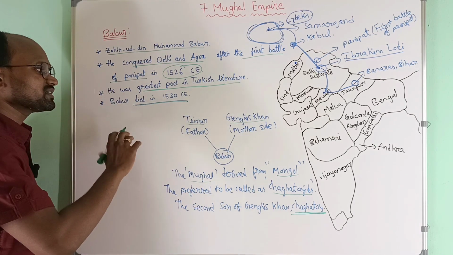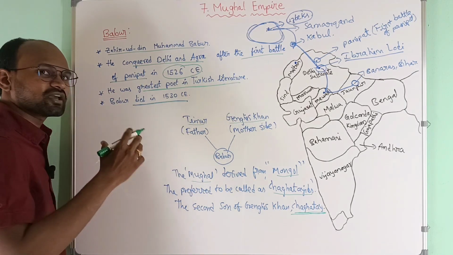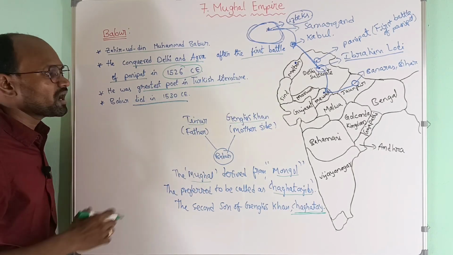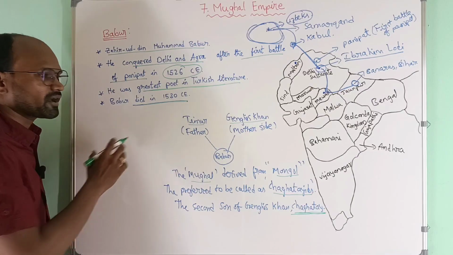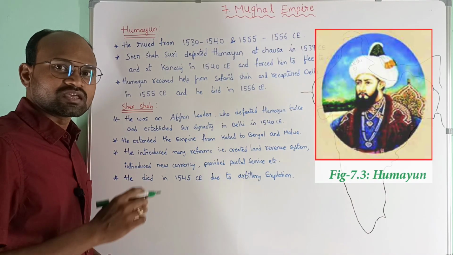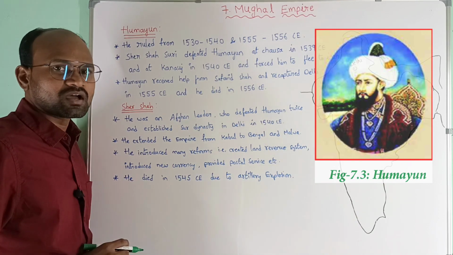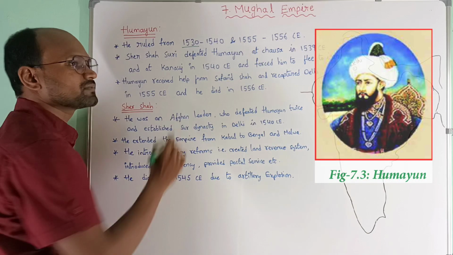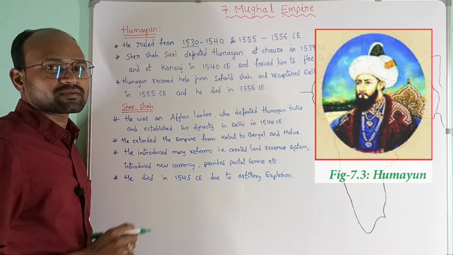After his death, Humayun came into power. Humayun was the second Mughal ruler, and we are going to learn about Humayun now. Humayun was the second ruler of the Mughal Empire. He was the son of Babur. After the death of Babur in the year 1530, Humayun became the ruler.